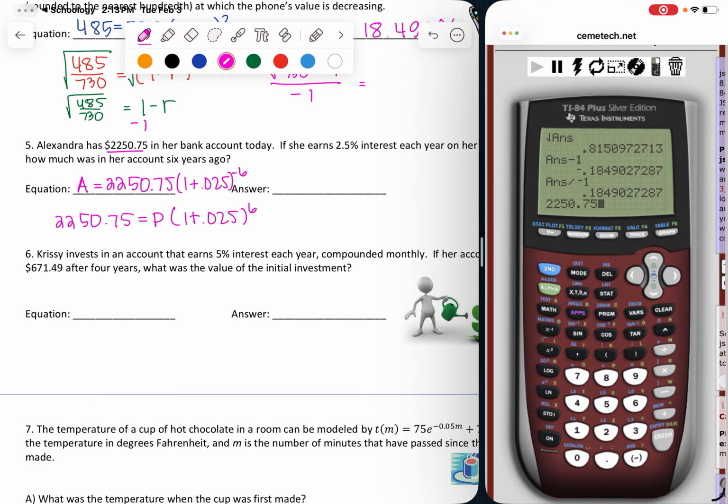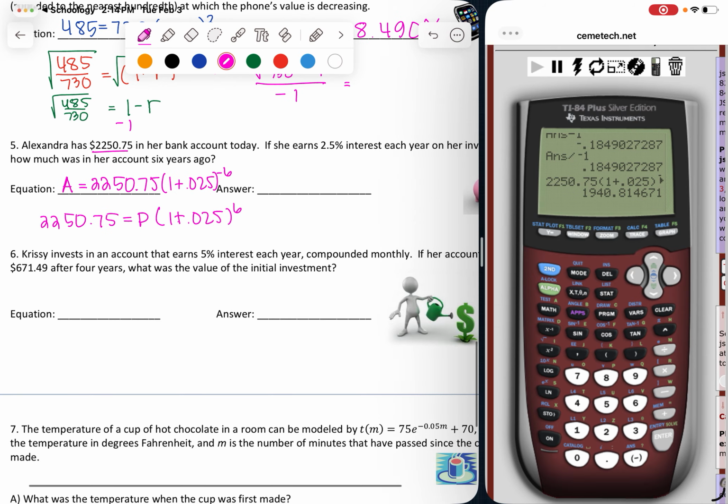2250.75, parentheses, 1 plus 0.025, close the parentheses, to the negative 6th power. So I'm going to write down the answer. So she started off with 1940.81. But I could also, to get P by itself, divide 2250.75 by this. Okay, so I can put that in my calculator.